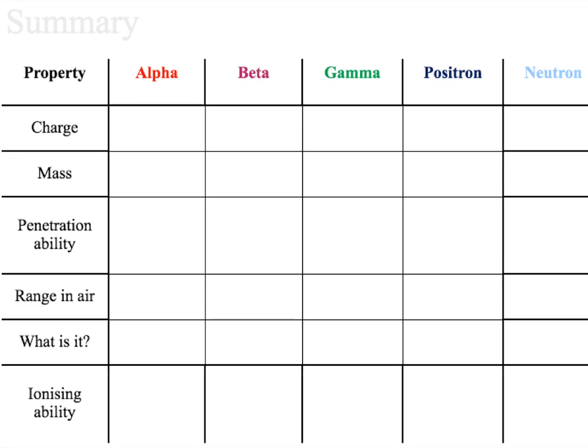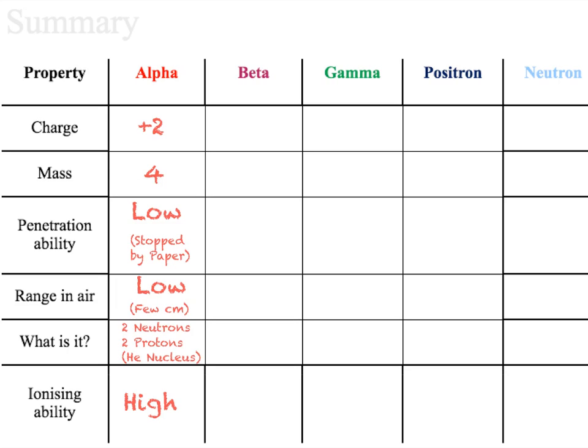So for alpha, it has a charge of +2 and a mass of 4. It has a very low penetration ability and is stopped by paper, and has a very low range in air of just a few centimeters. It is made up of 2 neutrons and 2 protons, so it is a helium nucleus. However, it has very high ionizing ability, which makes it very dangerous if consumed, as it would be unable to get out of the body.